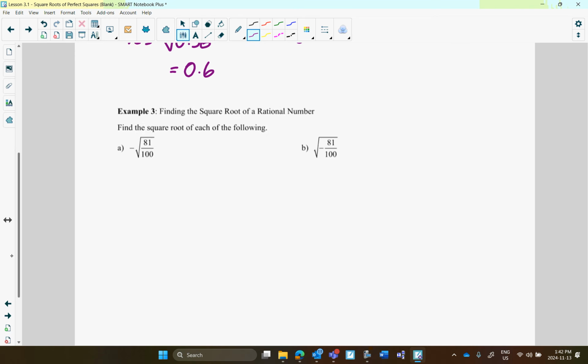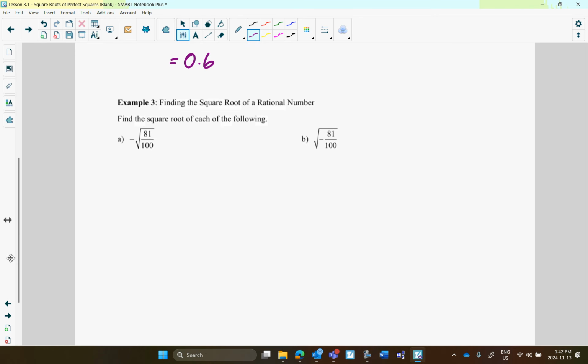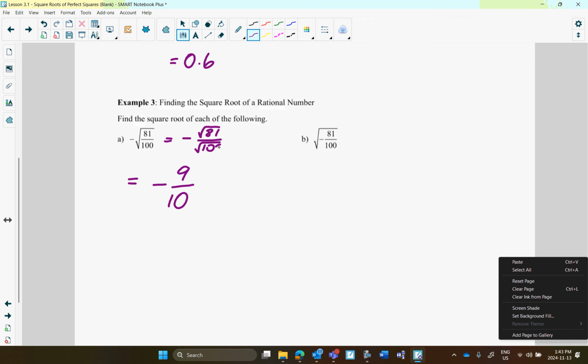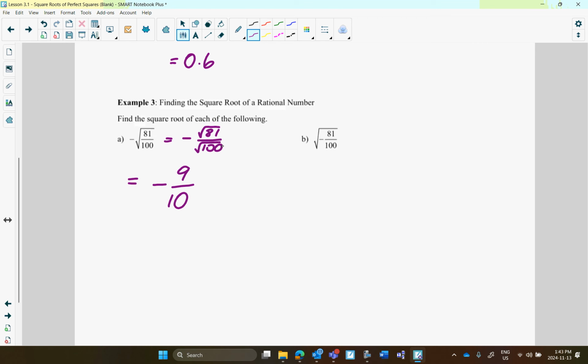Okay, last one. What if we throw some negatives in? What do you think this one would be? Negative, and then the square root of 81 over 100. Negative 9/10. Because you do the square root first by taking the square root of 81, the square root of 100, and then you put that negative in front of the answer. And you get negative 9/10.